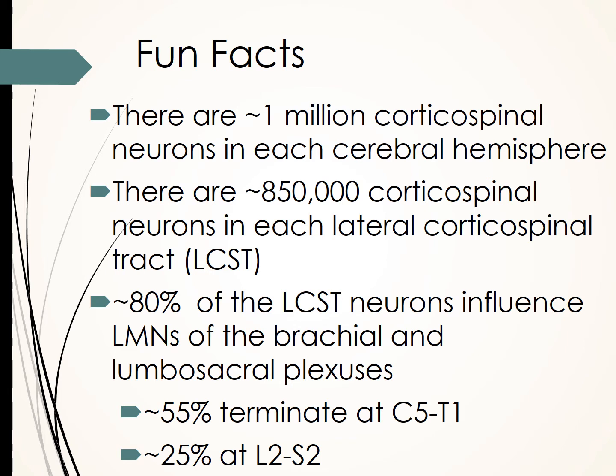And now a couple of fun facts that you won't be tested on, but you might find interesting. There are approximately 1 million corticospinal neurons in each cerebral hemisphere. Of these 1 million, about 850,000 are in the lateral corticospinal tract, showing just how much larger it is than the anterior. Of the 850,000 corticospinal neurons in the lateral corticospinal tract, about 80% of them are going to influence the lower motor neurons of the brachial and lumbosacral plexuses. The remaining 20% will go to lower motor neurons of the trunk.